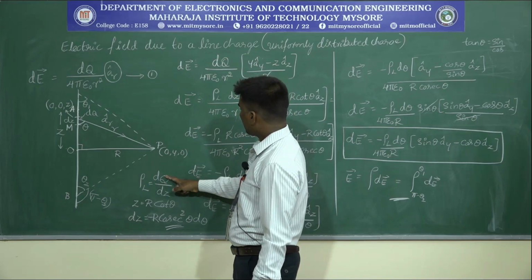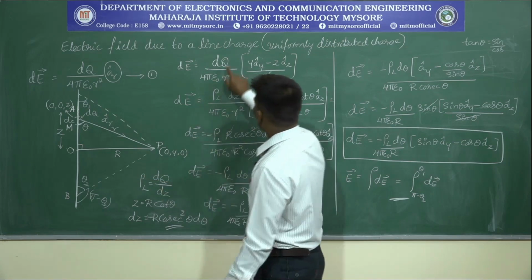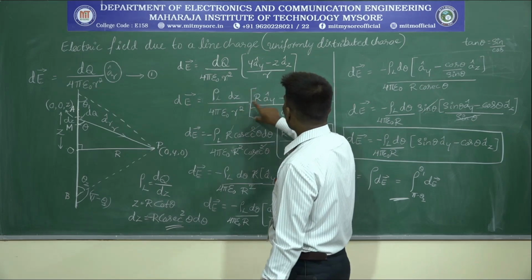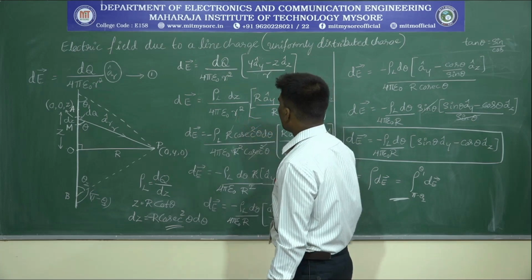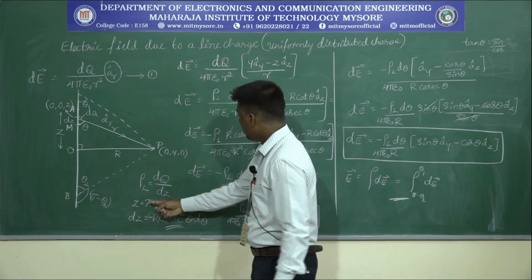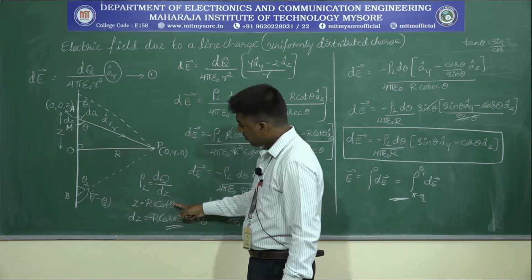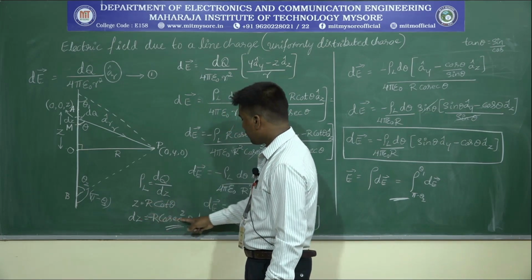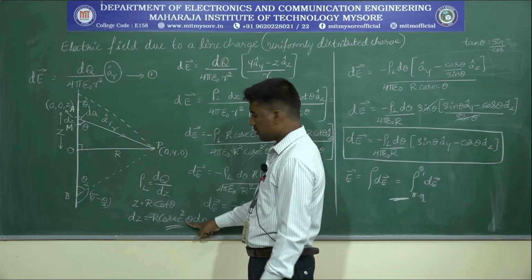So in order to replace dq, we need to cross multiply this. Then dq is equal to rho L into dz. That's what we have substituted here. And substituting all the quantities of y, z, r and dz into this equation, we have got this equation, right. See, what about dz? We know the equation for z is equal to R cot theta. So if we differentiate with respect to theta, then dz is equal to minus R cosecant square theta into d theta, because differentiation of cot theta is minus cosecant square theta.